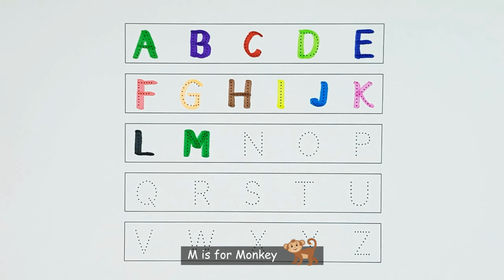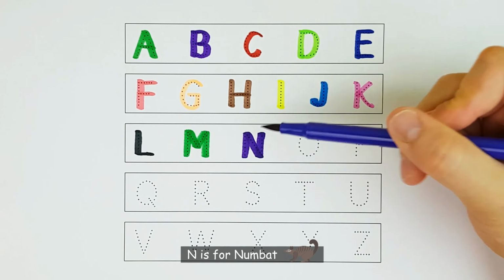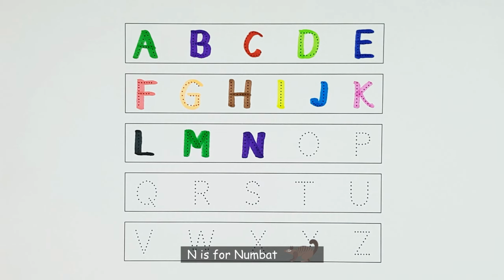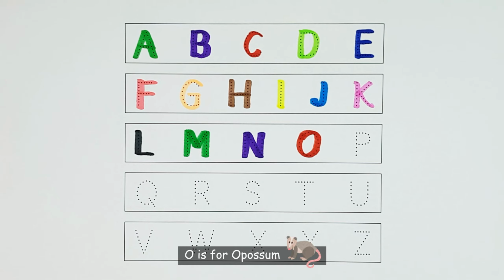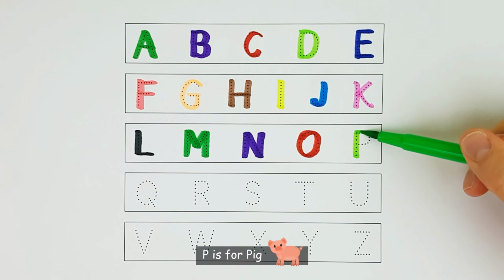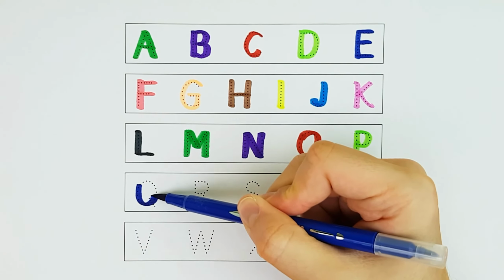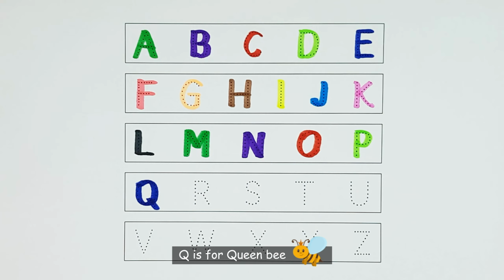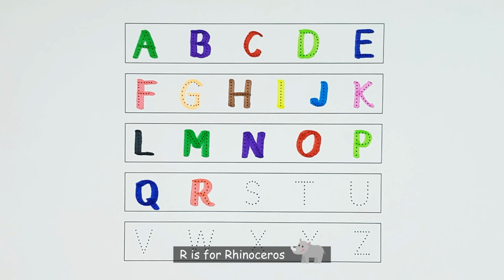M is for monkey. M. N is for numbat. N. O is for opossum. O. P is for pig. P. Q is for queen bee. Q. R is for rhinoceros. R.